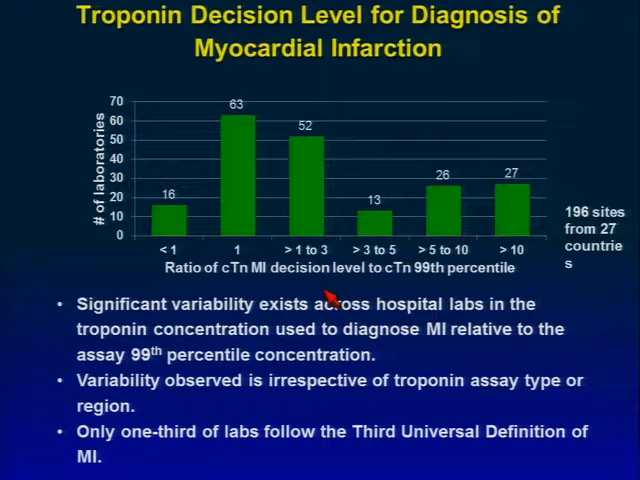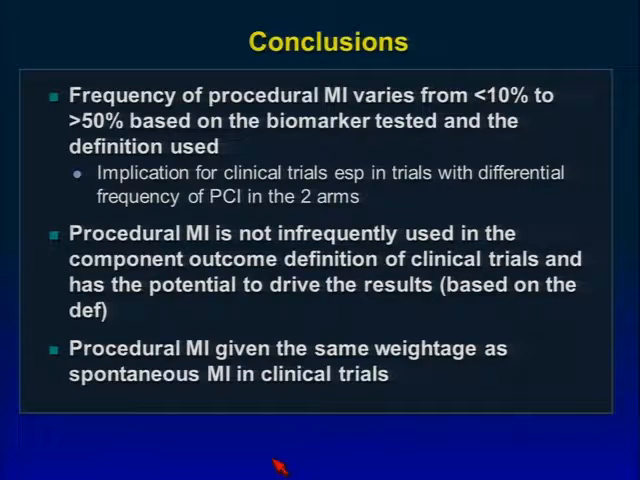I mean, we presented this yesterday. What we found was, in the majority of sites, there is a vast discordance between the 99th percentile and the MI decision levels. In some of the sites, there is a 10-fold increase between the 99th percentile and the MI decision threshold. And the data indicates, this is data from close to 200 sites, that only one third of the labs actually follow the third universal definition of MI threshold for detection of myocardial infarction.